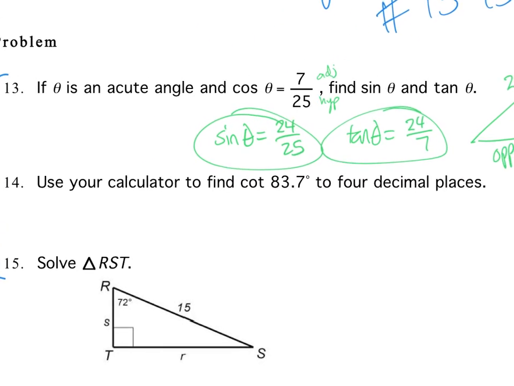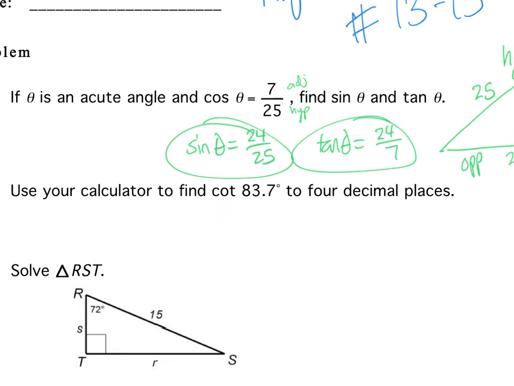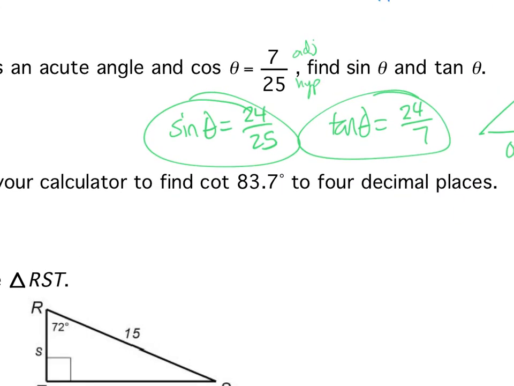Number 14 says to use our calculator to find the cotangent of 83.7. So this will be pretty simple since we can use our calculator, as long as we remember what cotangent is. Cotangent is the reciprocal of tangent. Reciprocal means that it could be written as a fraction with tangent in the denominator, and that's how it should look when we plug it into our calculator. 1 over tangent, and then you put in 83.7.